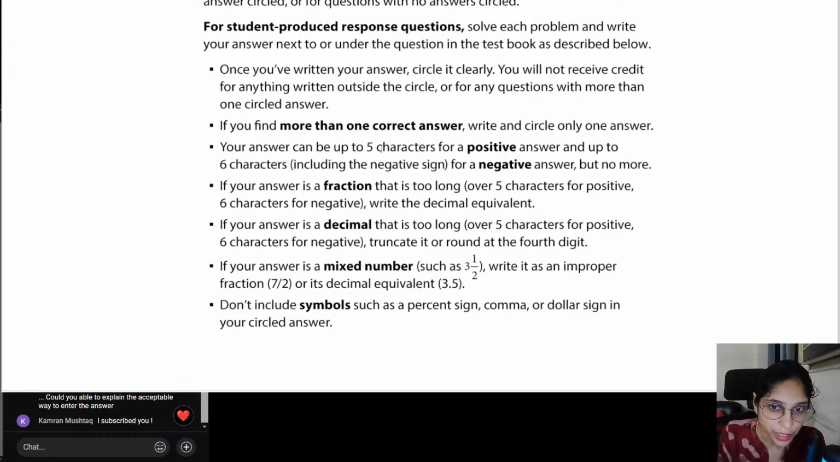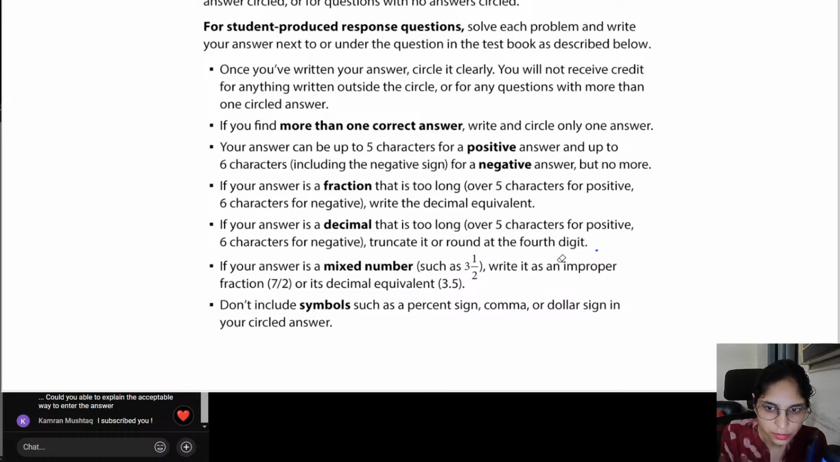Your answer can be up to 5 characters for a positive answer and up to 6 characters, including the negative sign, for a negative answer, but no more. If your answer is a fraction that is too long, over 5 characters for positive and 6 for negative, write the decimal equivalent. If your decimal is too long, over 5 characters for positive and 6 for negative, truncate it or round at the 4th digit. So you have to round or truncate at the 4th digit.